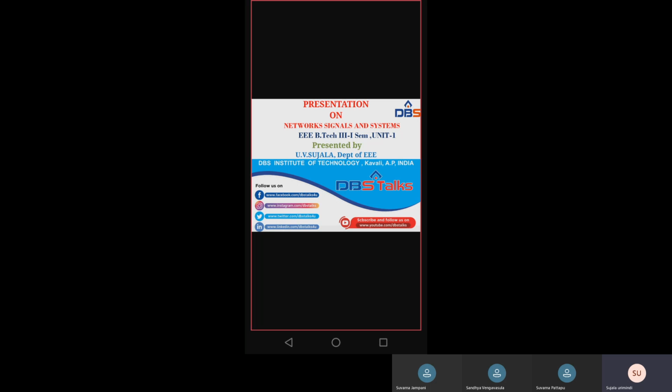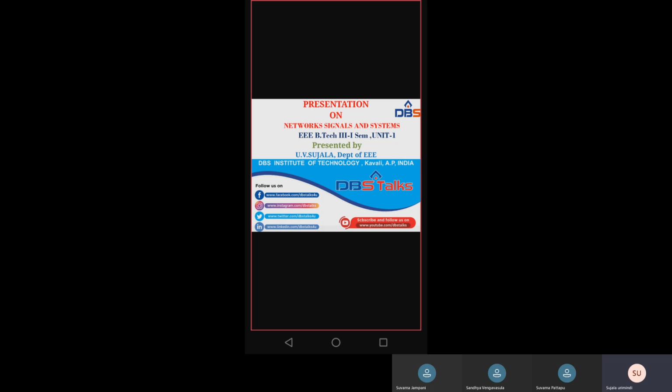And the fifth unit is the synthesis of network functions. Under the synthesis, what are the different parts of the network function, what is the main synthesis of the two-port network, and what are Fourier series and Fourier transforms.